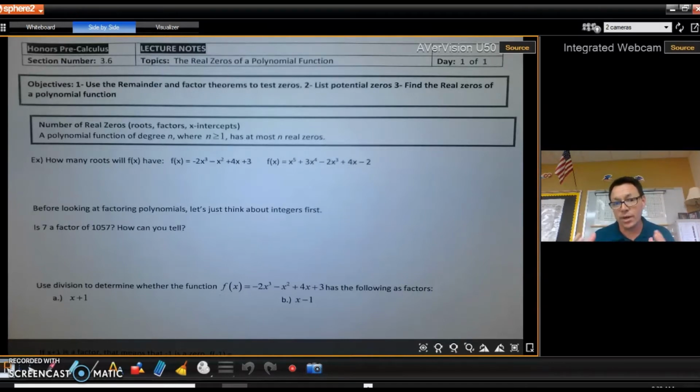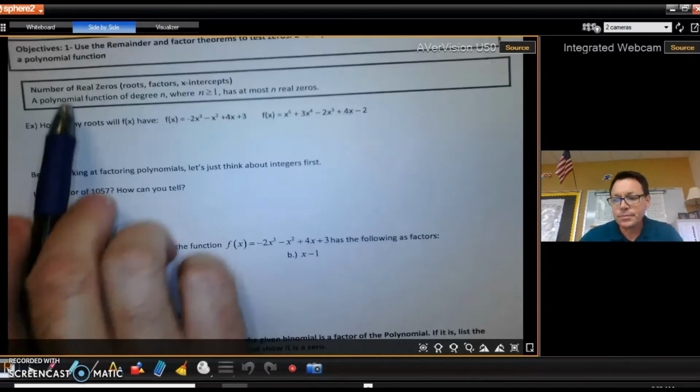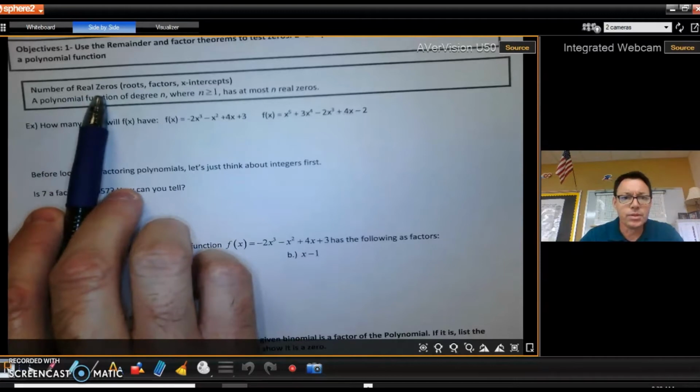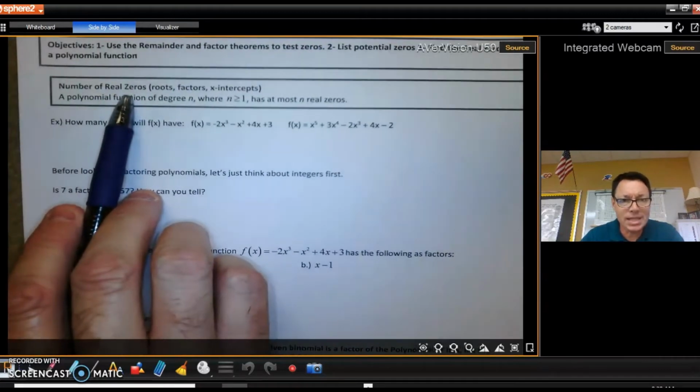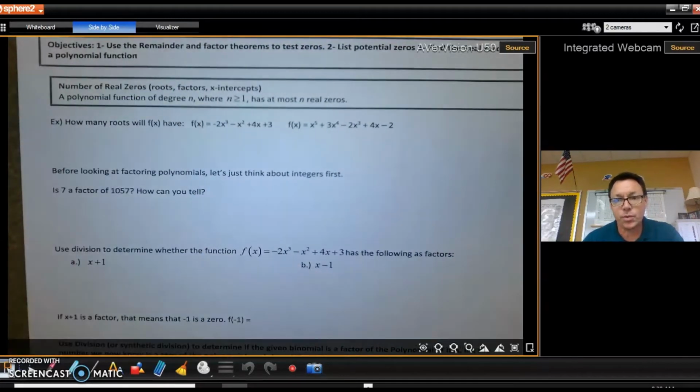We know how to factor a quadratic, but there's not a factor by grouping way or a method like that when it comes to polynomials. So that's the main thing we're going to talk about today. So first, the number of real zeros. We need to know how many zeros or how many x-intercepts we're looking for.